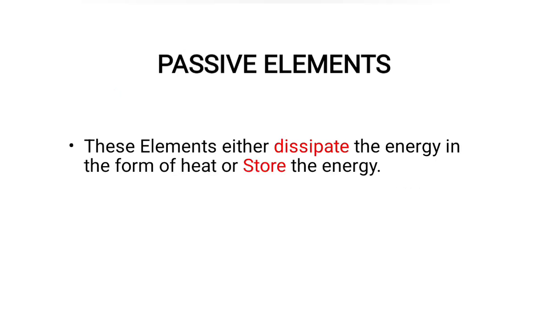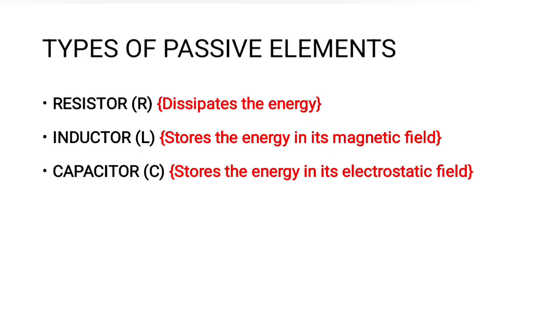Next, passive elements. These elements either dissipate the energy in the form of heat or they may store the energy. What are the types of passive elements? The main passive elements we are going to discuss here are the resistor, inductor, and capacitor. Out of these three, resistor dissipates the energy, and inductor and capacitor store the energy. In specific, inductor stores the energy in its magnetic field and capacitor stores the energy in its electrostatic field.